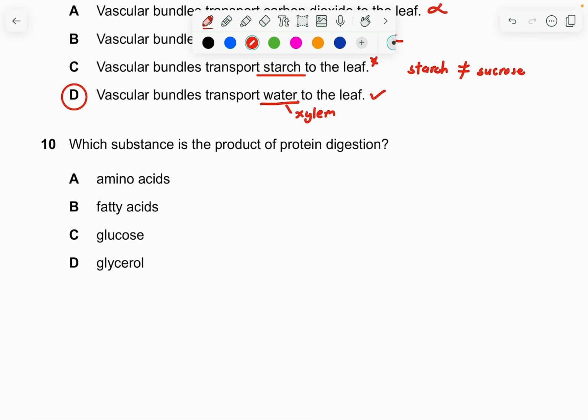So question 10. Which substance is the product of protein digestion? So protein, we use proteases. So what does it break down into? It breaks down into amino acids. So the answer is A.